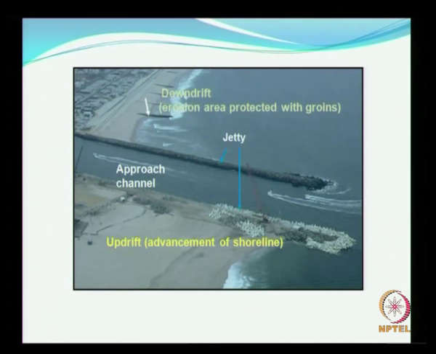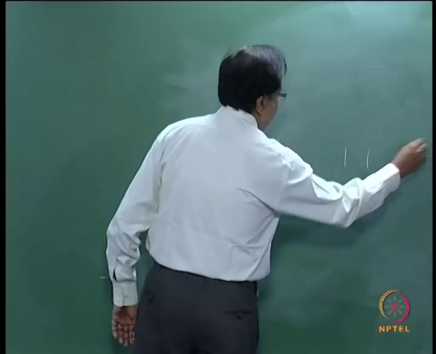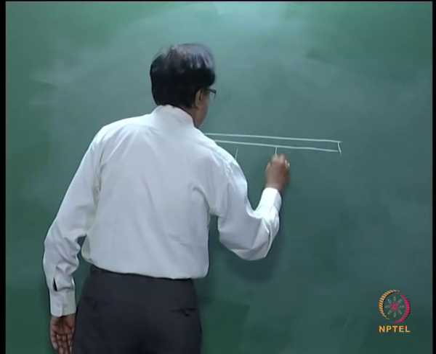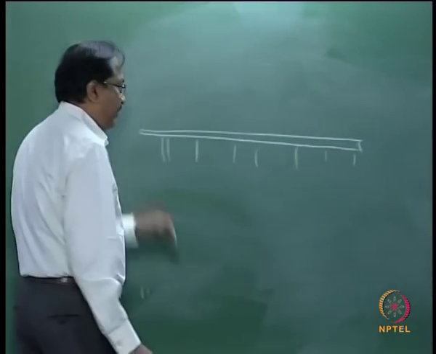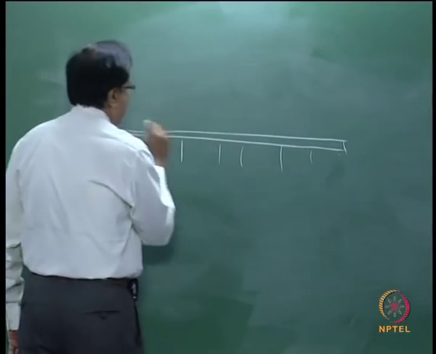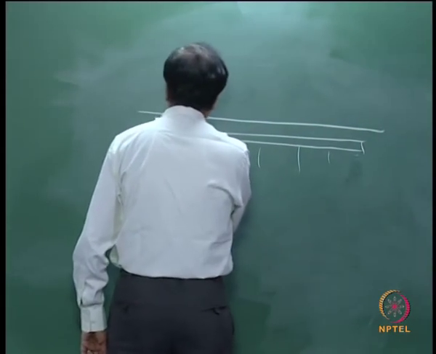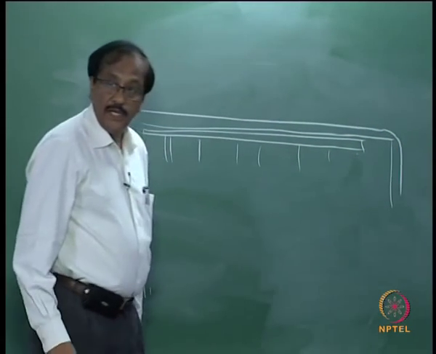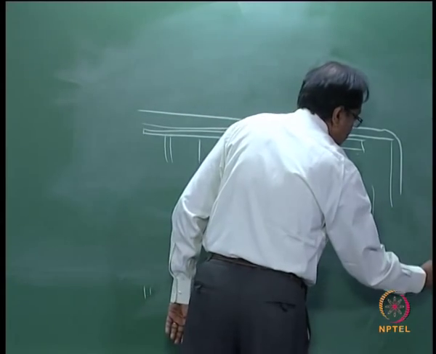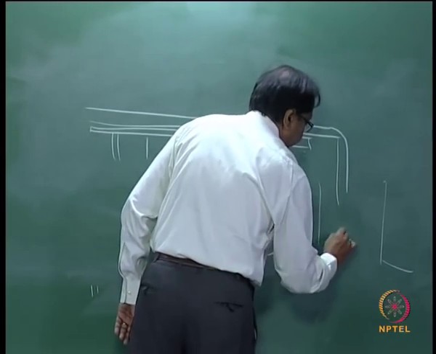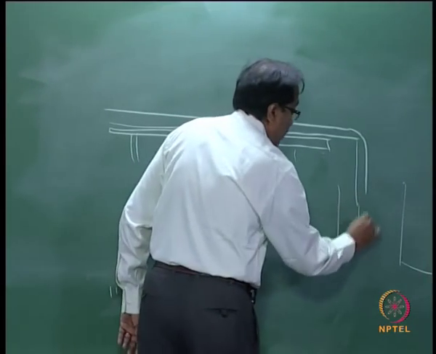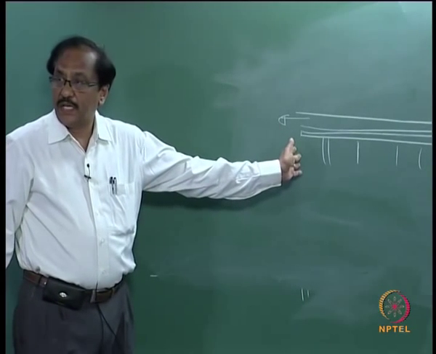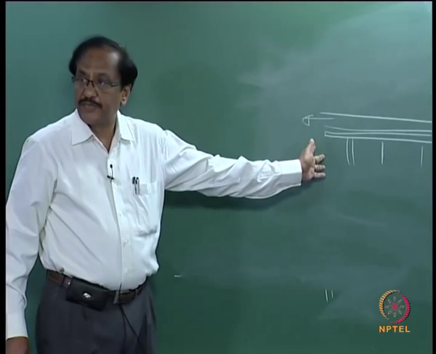So jetties can also be supported on piles. This is only a representation, wherein I can have a pipeline which is going into an intake well to suck sea water, maybe for aquaculture or for coolant purpose, for thermal power stations, etc.